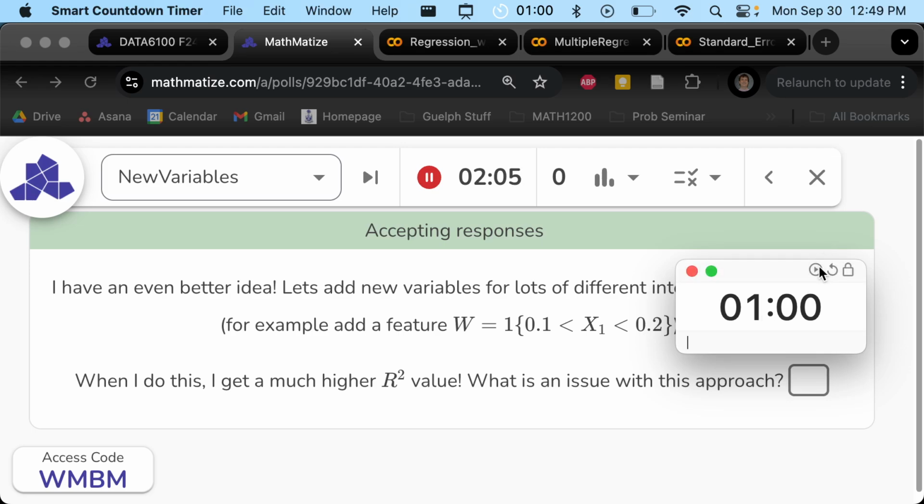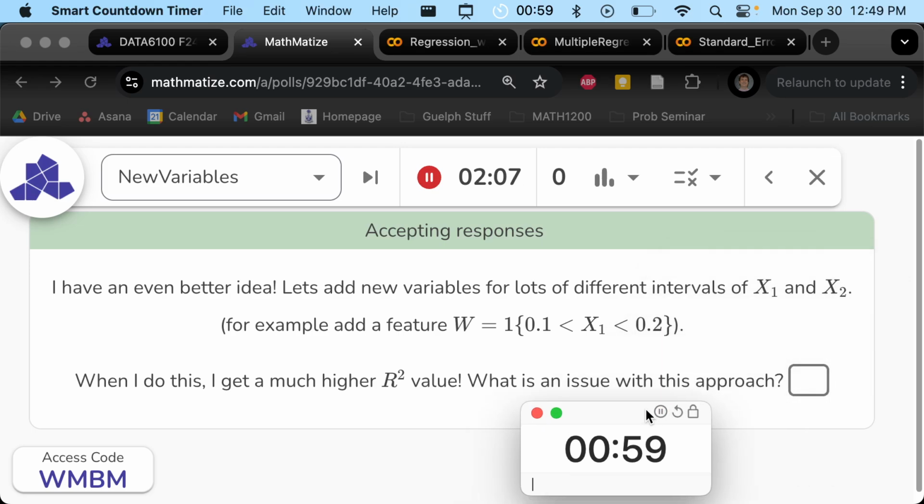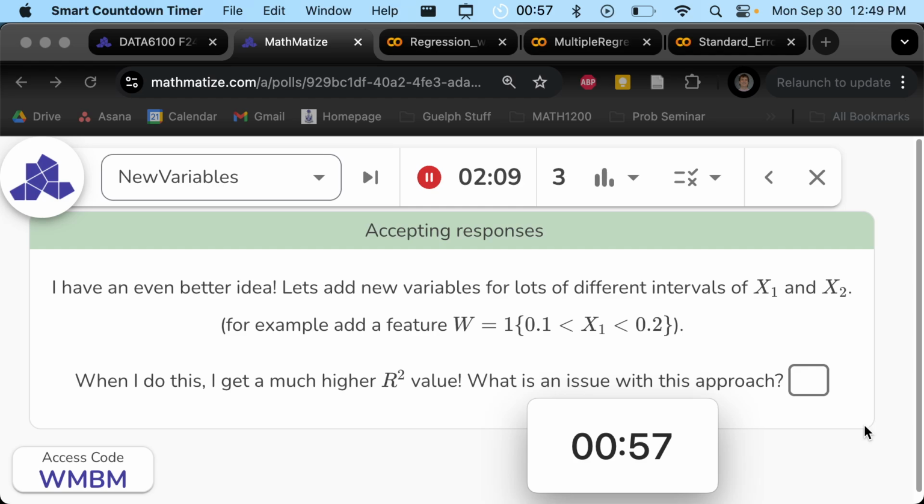Okay, and this is a great final question. This leads right into what we're doing in Wednesday's class. So we'll do this for 1 minute. What is the issue with adding in lots and lots of variables? Okay, and you have to answer within 30 seconds because then the class is over.